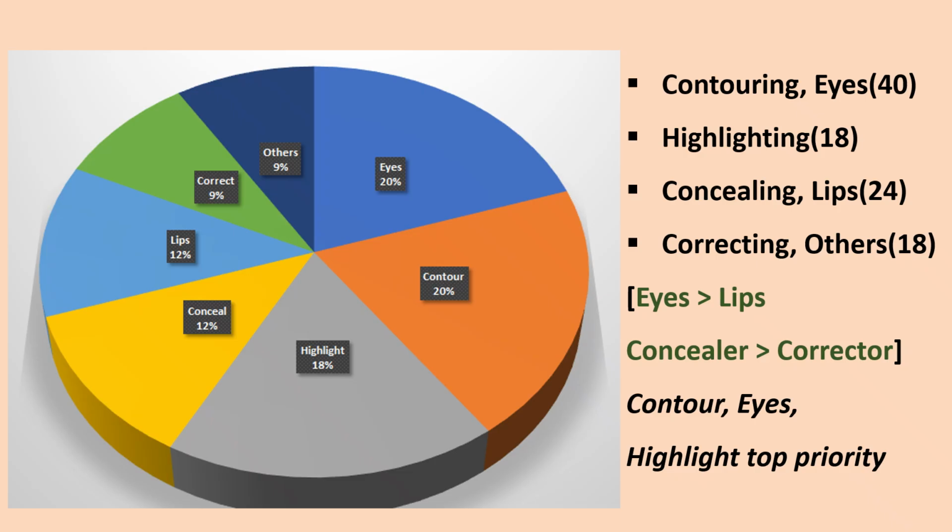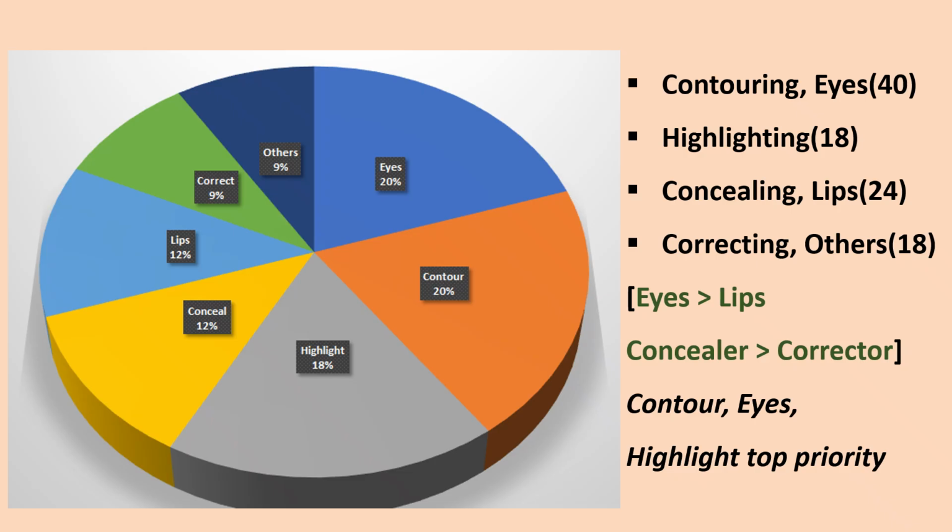So contour, eyes, highlight. These three areas should get the top priority if you want your makeup to shine out. If you really want to become the best makeup artist, then these three areas, contouring, eyes and highlighting, should receive top priority, maximum focus, maximum attention, and also maximum practice.